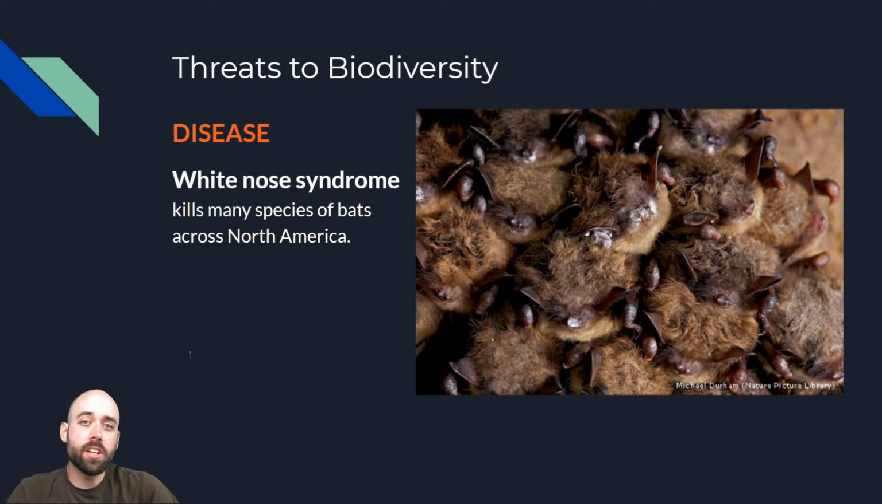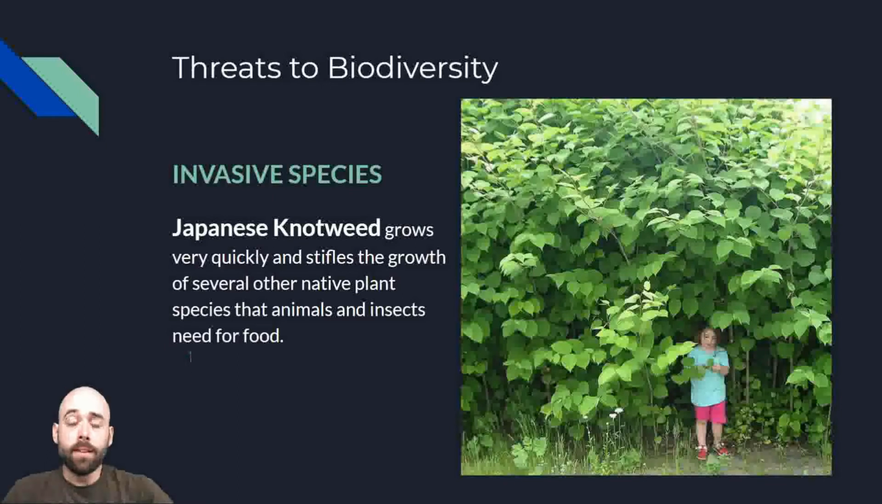The first one I'd like to discuss is disease, and one in particular is white nose syndrome, which is found in bats across North America and was brought here from a foreign country by backpackers, spelunkers, who went to a cave and transmitted this to bats. Not only fungus, but also invasive plant and animal species can be introduced to a region with similar effects. Japanese knotweed is one in particular that grows very quickly and stifles the growth of several other native plant species that animals and insects need for food.